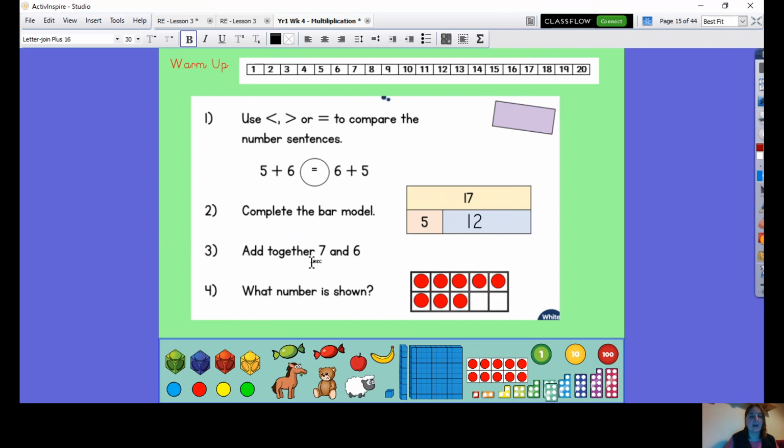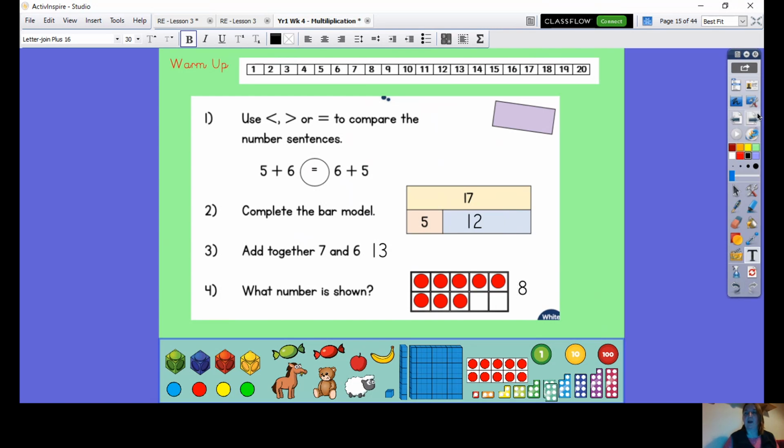So here, add together 7 and 6. So there's 7, and I'm going to go 1, 2, 3, 4, 5, 6. And 7 and 6 makes 13. And lastly, what's this number shown? I'm just going to count the counters. 1, 2, 3, 4, 5, 6, 7, 8. Okay, well done. I'm sure you got on with that really well.